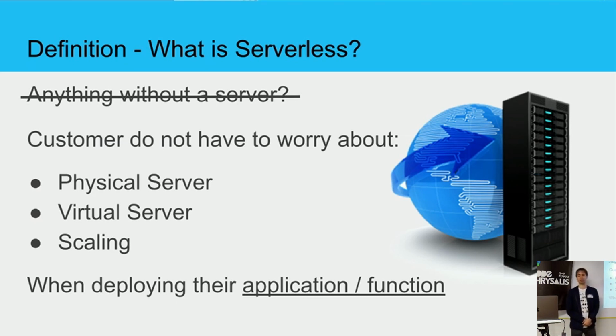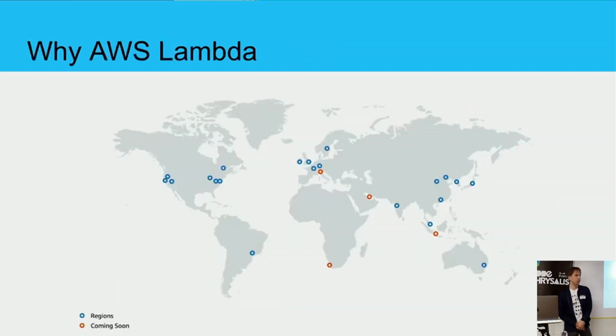Because if you use the internet and don't have to worry about servers, that could include software like Gmail. You don't have to worry about servers for Gmail or Office 365, but that's not what I'm going to talk about. This is serverless for applications or functions. That's an important difference. So, why did I choose AWS and Lambda?